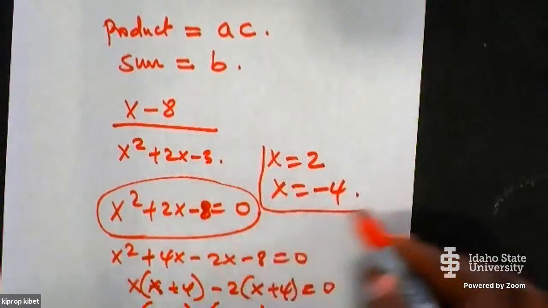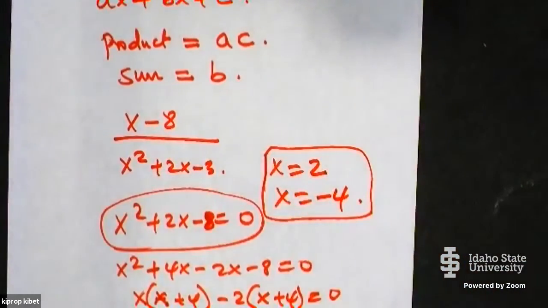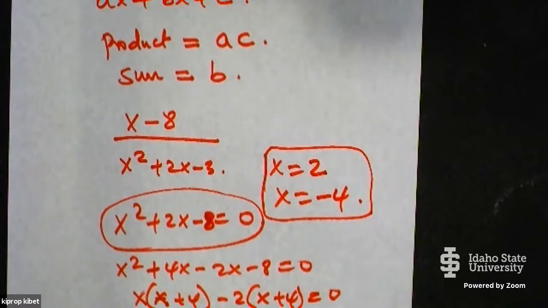So our answer is this: x equals 2 and x equals -4. All right, so our next question there, number 6.